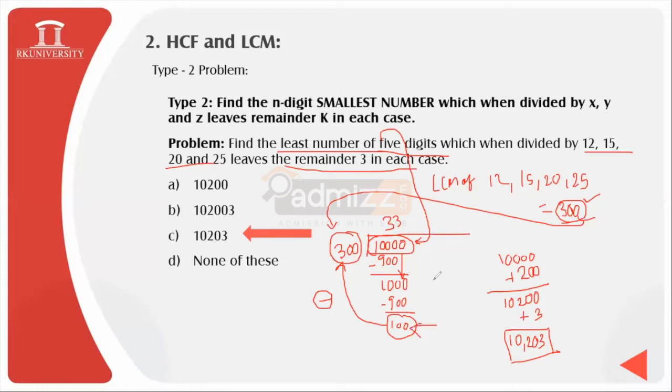But in type number 1, we subtracted this remainder value from the dividend. Now in this case, we will be subtracting this remainder value from the divisor, which is 300, and whatever result we obtain, that is 200 in our case, we will add to the 10,000, which is our dividend, and we obtain 10,200. But since we need the least number of 5 digits which will have the remainder 3 in each case, we need to add that 3 to 10,200, and finally our answer turns out to be 10,203.